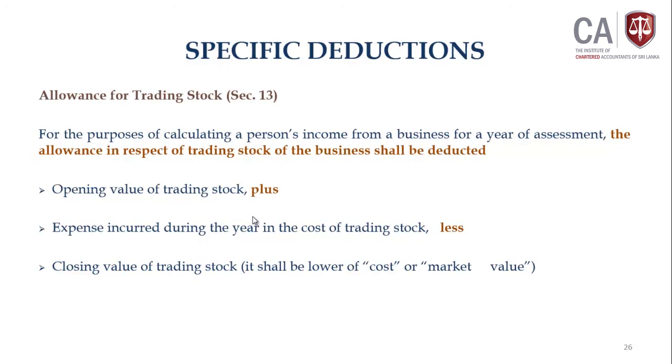So, go to the section again: how do you value the closing stock? It should be the lower of cost or market value, like in our accounting standard also, the valuation is on the same basis. Normally cost is less, so you normally value at cost. But wherever the market value or realizable value is less than the cost, you must write down to the market value. So, valuation should be based on the market value.